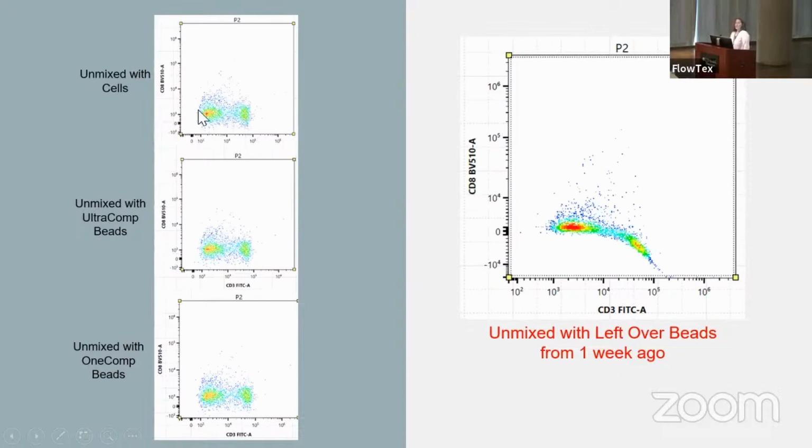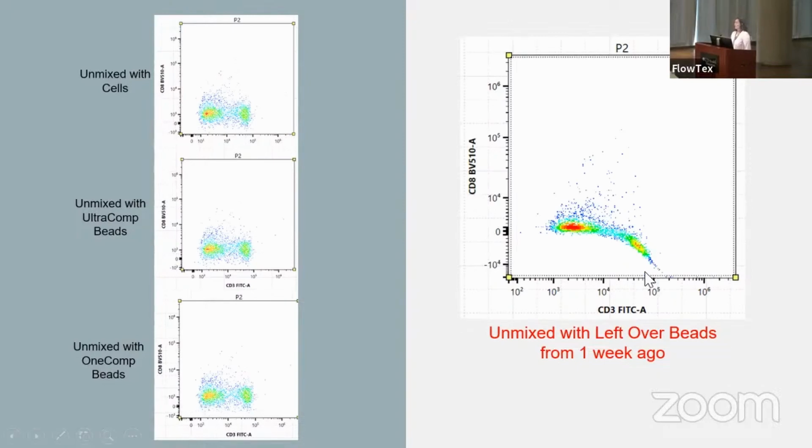You can see the compensation looks good. These are orthogonal, right? So the means are centered around the negative here. And I mixed them with the ultracomp beads. Still looks beautiful. So compensation beads do work. You just need to check to make sure that they did work. They look beautiful when they're mixed with the unmixed with the one comp beads.